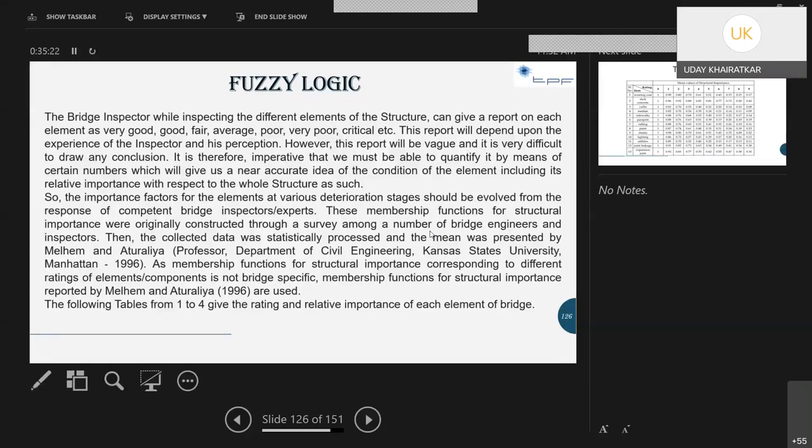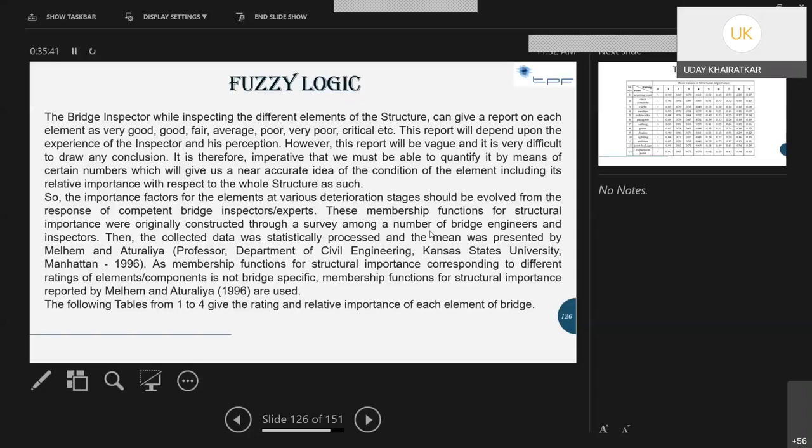If you are sending two or three inspectors to the same spot, each one will have his own idea about the status. It is therefore imperative that we must be able to quantify it by means of a certain number, which will give us a near accurate idea of the condition of the element. Importance is relatively important with respect to the whole structure as such.